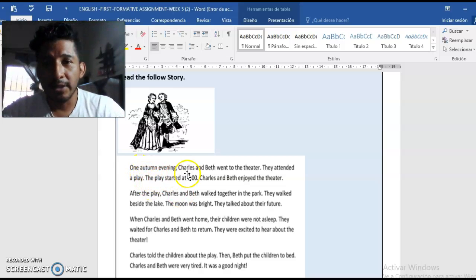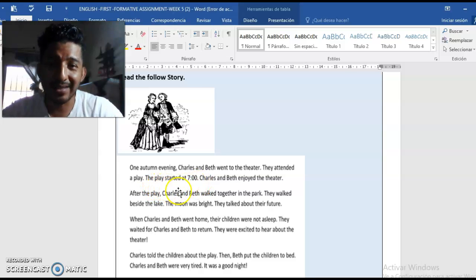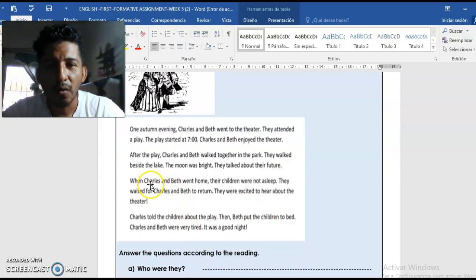One autumn evening, Charles and Beth went to the theater. They attended a play. The play started at 7. Charles and Beth enjoyed the theater. After the play, Charles and Beth walked together in the park. They walked beside the lake. The moon was bright. They talked about their future.